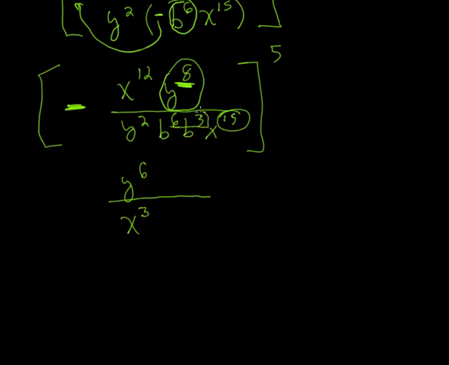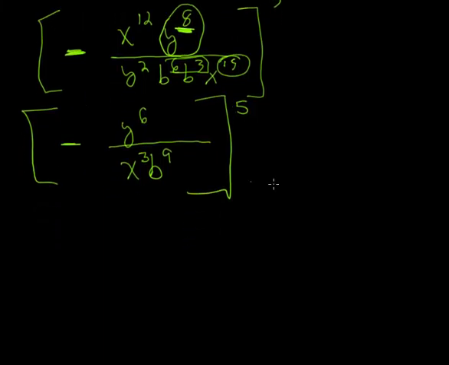And these b's will add. So b to the 9th. Our negative is still out there. And everything to the 5th power. Well, that cleaned up really quickly there. A negative to an odd power is still negative.